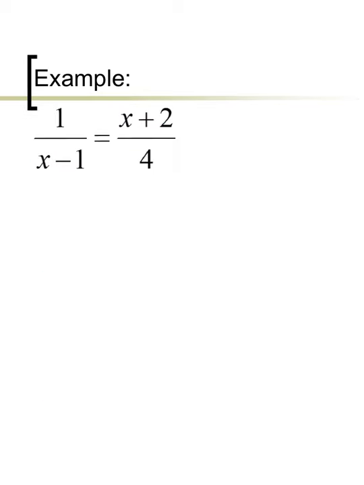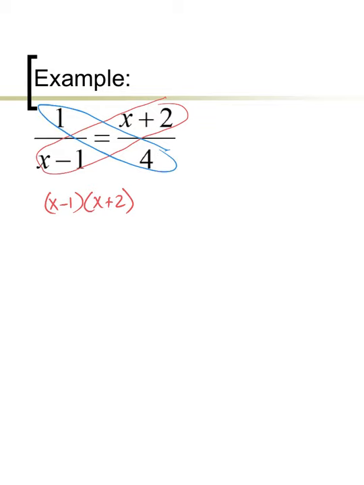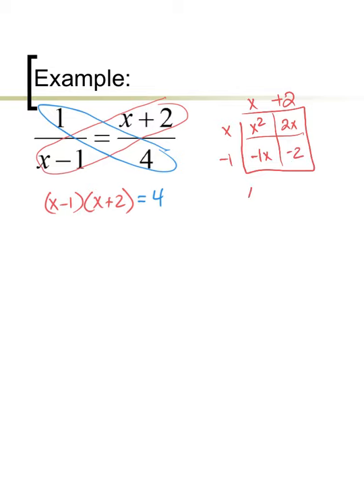Second example. Again, the first thing I want to do, because I have two equal fractions, is cross multiply. I'm going to multiply this, so x minus 1 times x plus 2, and then I'm going to multiply these, so I'm cross multiplying, equals 4. If you look at the red, since you're multiplying two binomials, some of you might want to use the box method to multiply. So now I get x squared, 2x, negative 1x, negative 2, x squared plus x minus 2. And then carry down that 4.